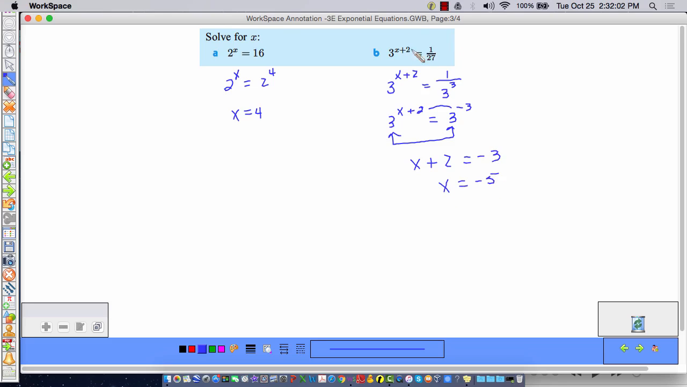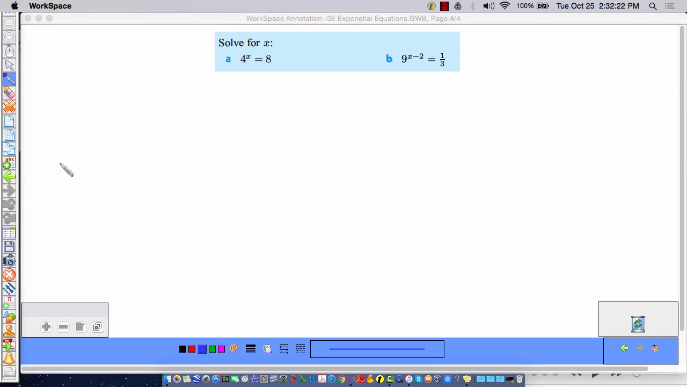And let's see if that's true. So if I let x be negative 5 here, I would have 3 to the negative 5 plus 2 equals 3 to the negative 3, equals 1 over 3 cubed, equals 1 over 27. There's my check. All right.